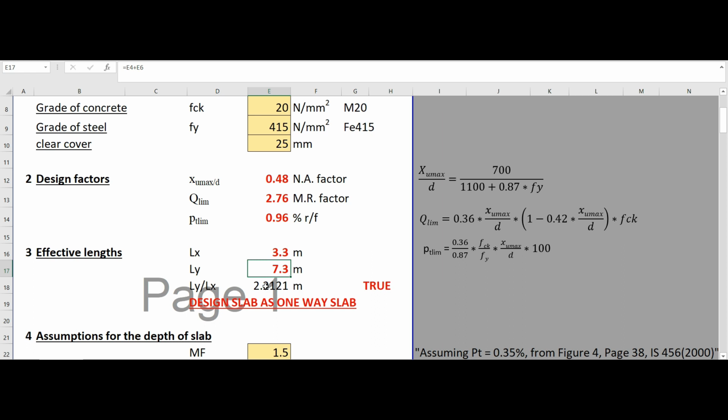Now we will check the aspect ratio, which is the ratio of Ly by Lx. So it is equal to 7.3 by 3.3. So we get 2.21. As this ratio is more than or equal to 2, we will design it as a one-way slab.